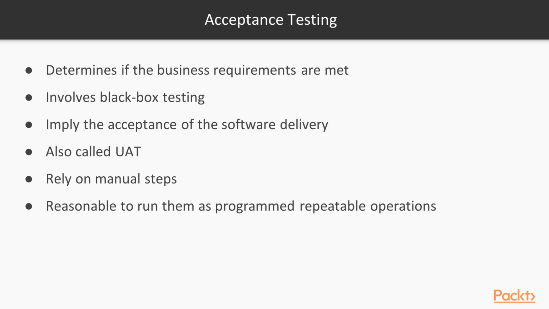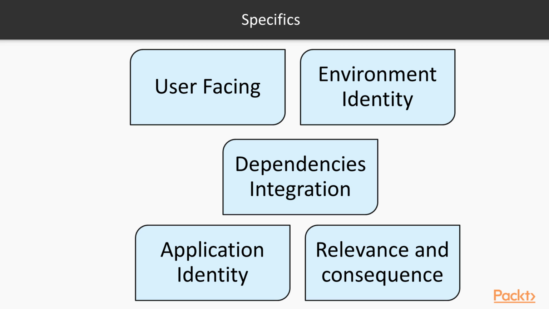Sometimes also called UAT, user acceptance testing, end user testing, or beta testing, it is a phase of development process where software meets the real-world audience. Many projects rely on manual steps performed by QAs or users to verify the functional and non-functional requirements, but still, it's way more reasonable to run them as programmed, repeatable operations. Automated acceptance tests, however, can be considered difficult due to their specifics: user-facing, dependencies integration, environment identity, application identity, relevance and consequences.